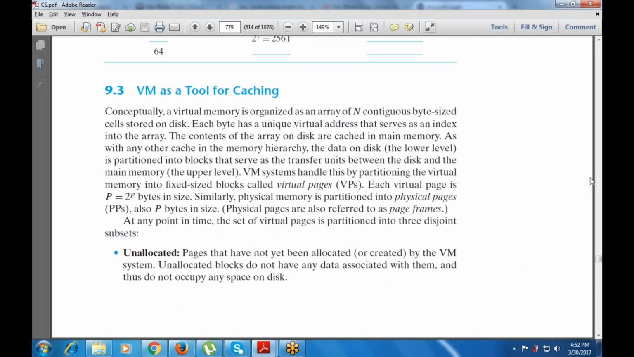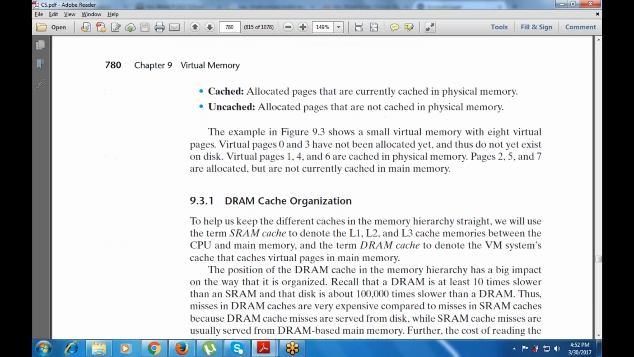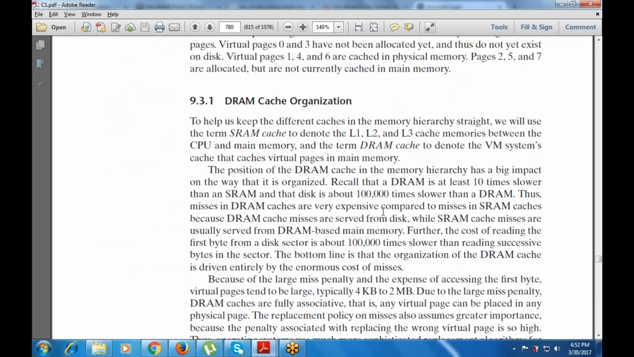One is unallocated, meaning the pages are not allocated yet and are not available or used by the VM system. Then cached, allocated pages that are currently cached in physical memory, then uncached. Then there is the memory available with the cache. There are three cache memories, L1, L2, L3, between the CPU and the main memory, and the term DRAM cache denotes the VM system cache that caches virtual pages in the main memory.